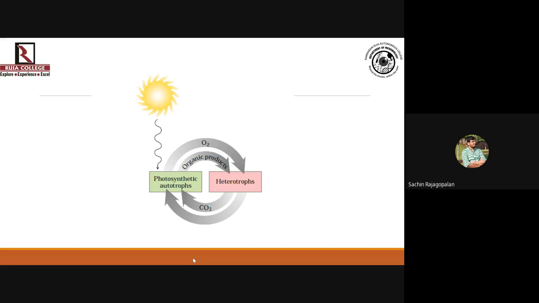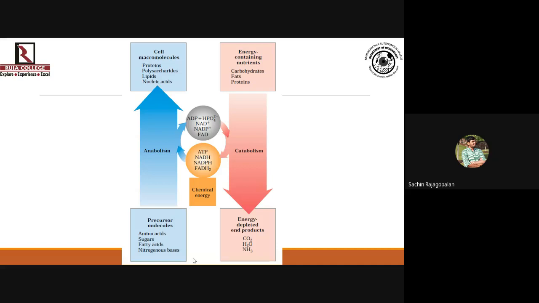Now, when you talk about catabolism and anabolism, have a look at this flowchart. Have a look at the right-hand side first. On the right-hand side of this flowchart, it shows you the catabolism process, wherein you can see that certain energy-containing nutrients, like carbohydrates, fats, proteins, are being broken down. And for this breakdown process, obviously you will require certain cofactors and coenzymes. And you will also see that a lot of energy is released. You can see that NAD, NADP, FAD are all getting reduced to form NADH, NADPH, FADH2.